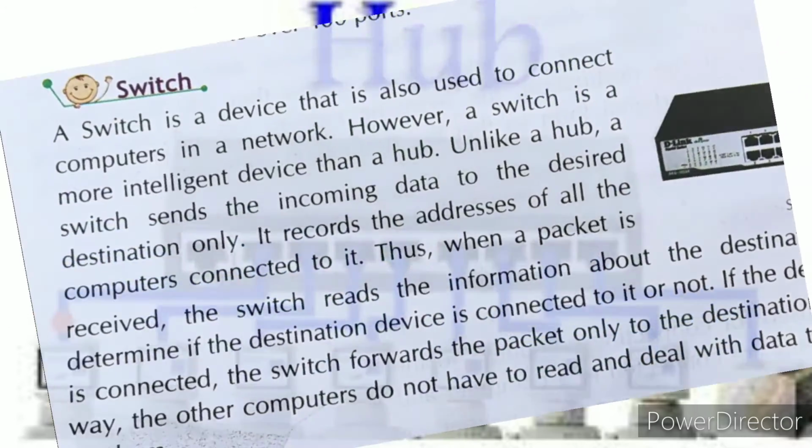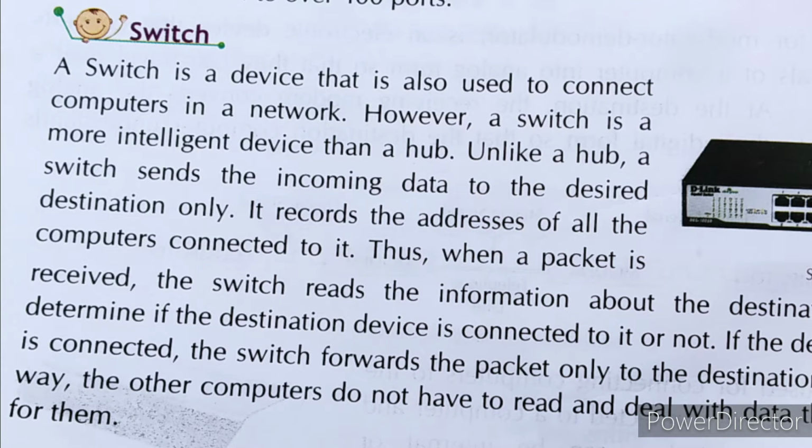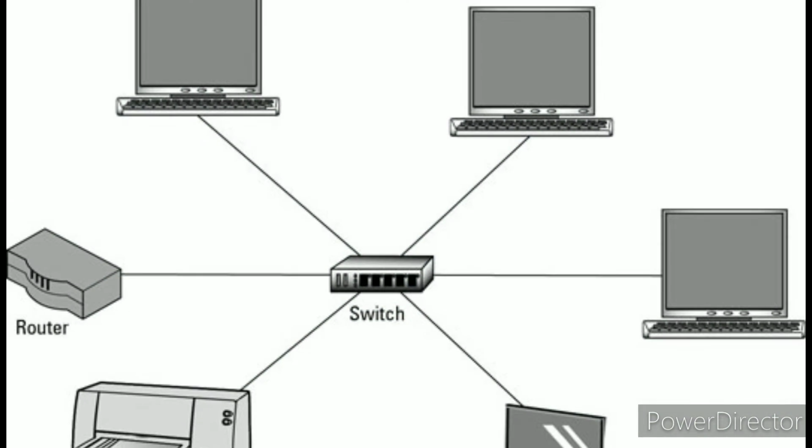The last is the switch. A switch is a device that is also used to connect computers in a network. A switch is a more intelligent device than a hub. Unlike a hub, a switch sends the incoming data to the desired destination only. It records the addresses of all the computers connected to it.